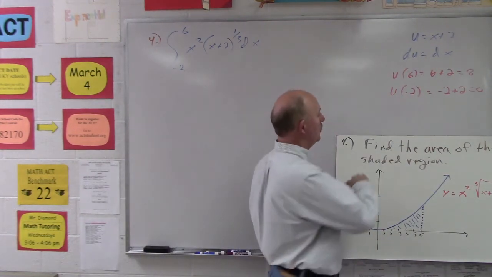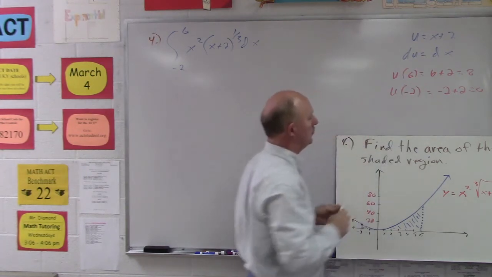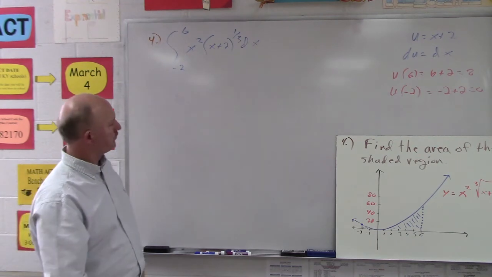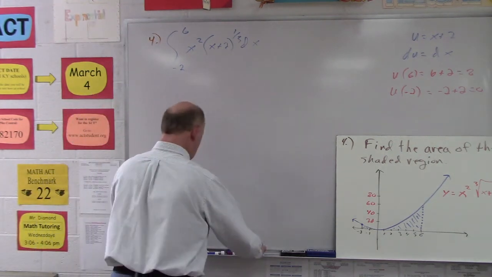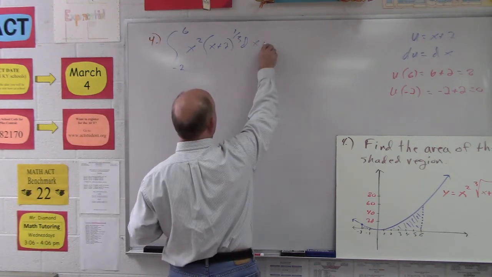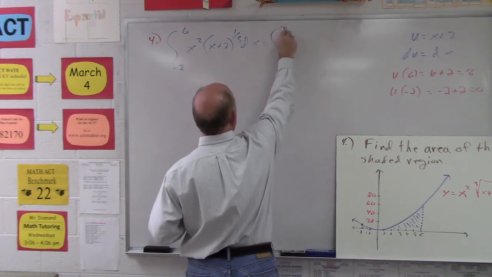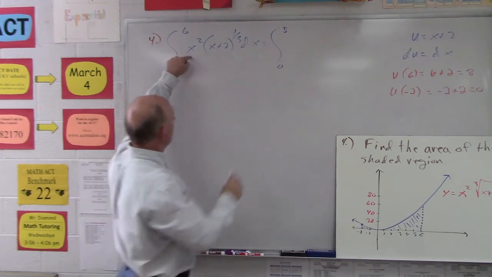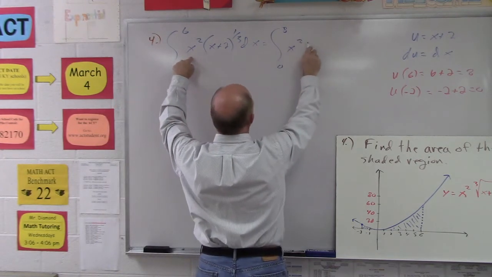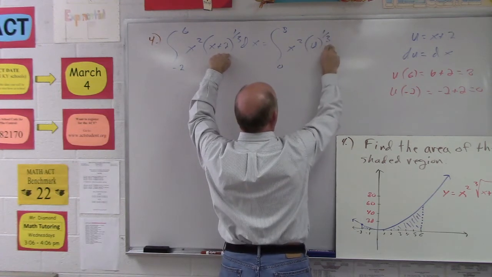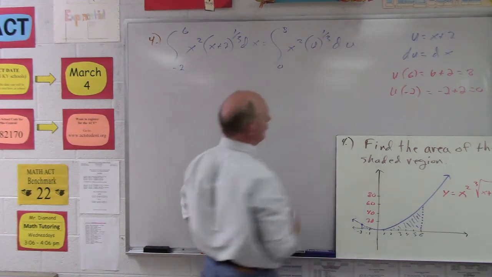The new lower bound will be 0. When you substitute 0 in for x, in terms of u, the bounds would be 8 and 0. All right, so let's make our substitution now. The new integral becomes the integral from 0 to 8 times x squared. So instead of x plus 2 to the 1/3, this will be u to the 1/3 power times du.